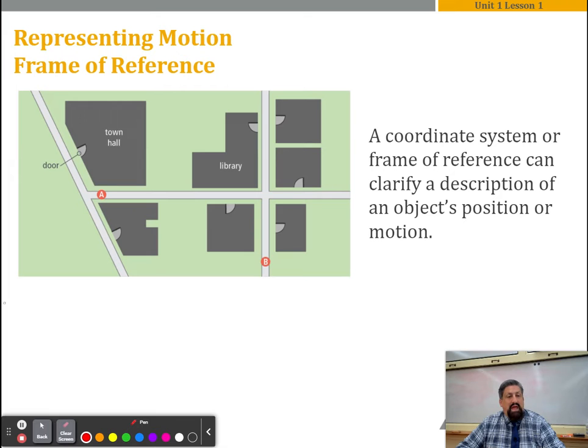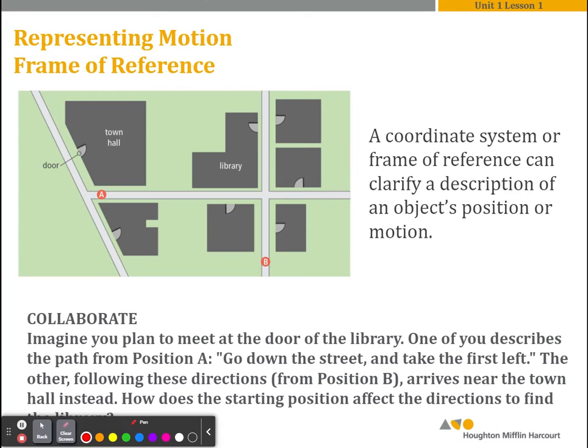If we have a map like this, and let's say you are at position A, and you're trying to describe to your friend on the phone how you get to the library. Well, from your frame of reference, you would say, I'm going to walk down the street, and then I'm going to turn left, and that'll take me to the library. But for the person at position B, if they follow those directions, go down the street, turn left, and keep walking, they're going to end up at the town hall.